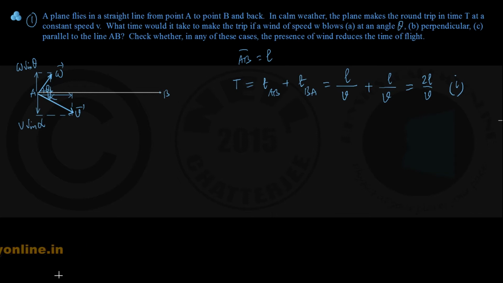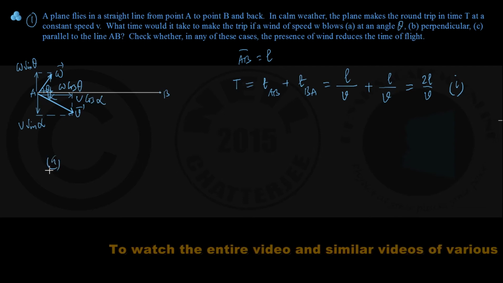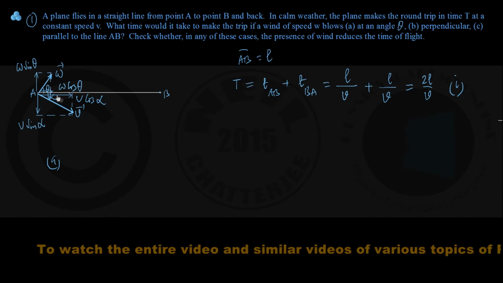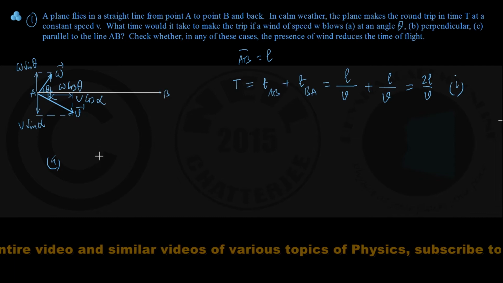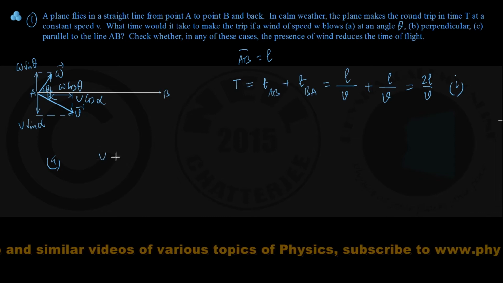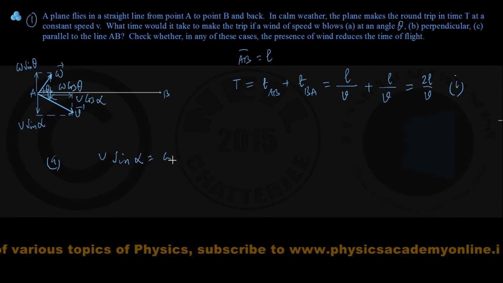Let's also write down in the figure the other components. The wind has a component of W cos theta along AB, and the plane itself has a velocity component of V cos alpha along AB. So with this understanding, we write down, considering the components of velocities perpendicular to AB, if these two components have to cancel each other out numerically in magnitude, V sine alpha must be equal to W sine theta.